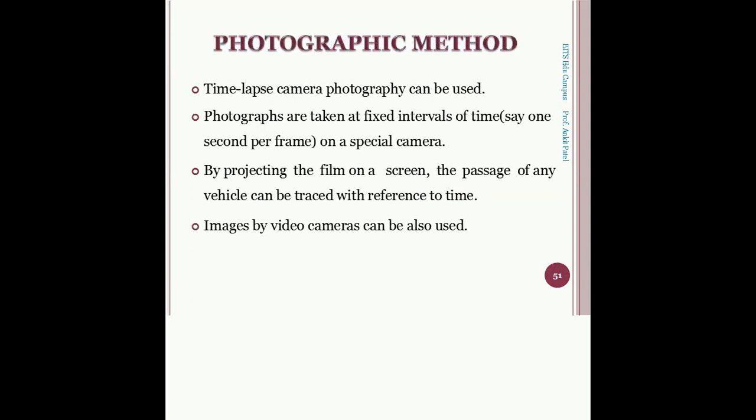Photographic method. Time-lapse camera photography can be used. Photographs are taken at fixed intervals of time, say 1 second per frame, on a special camera. By projecting the film on a screen, the passage of any vehicle can be traced with reference to time. Images from video cameras can also be used.